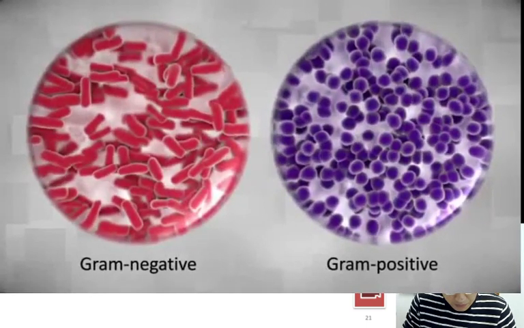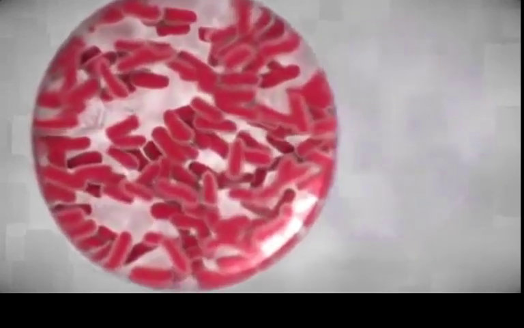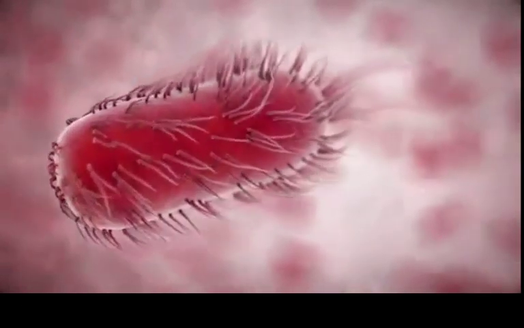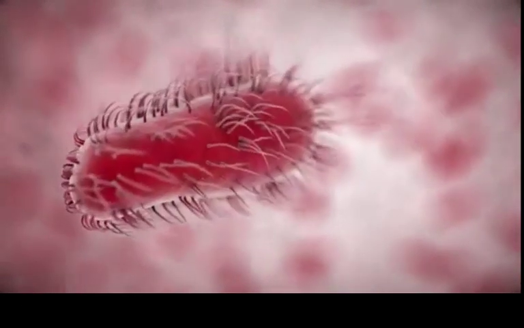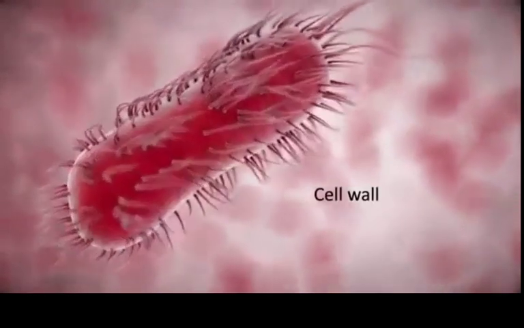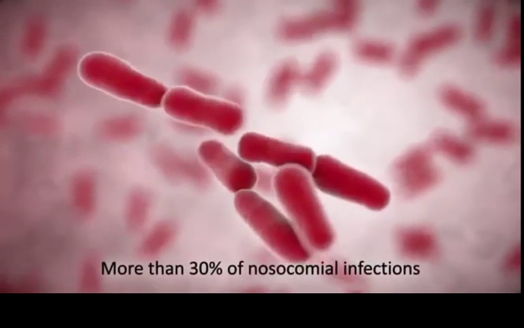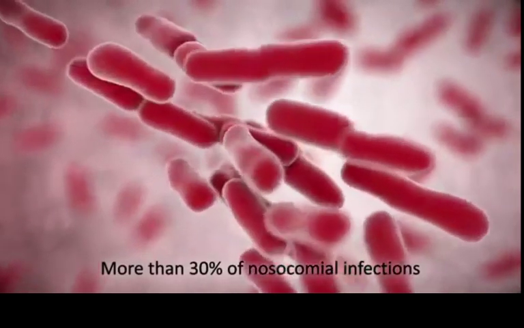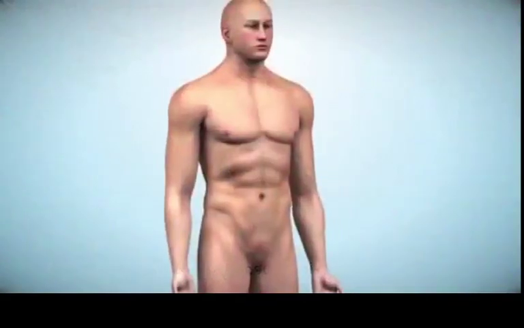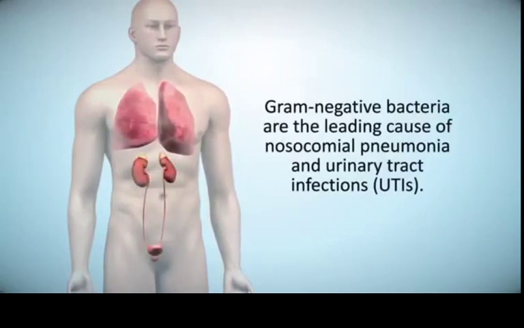Bacteria are primarily classified into two main types, gram-negative and gram-positive. This designation is based on a laboratory test that distinguishes bacteria based on the composition of the outermost part of the bacterium, known as the cell wall. Overall, infections caused by gram-negative bacteria now account for more than 30% of common hospital-acquired or nosocomial infections. In addition, they are the leading causes of nosocomial pneumonia and urinary tract infections, or UTIs.